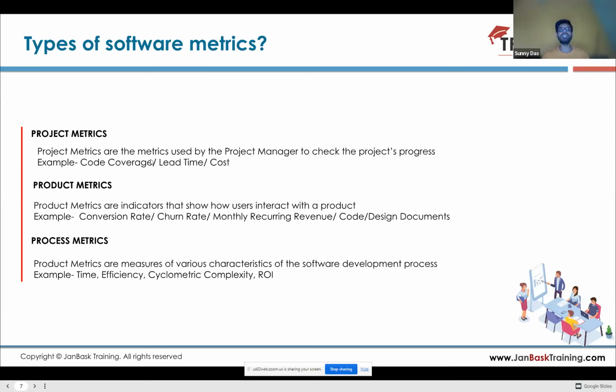Churn rate. What is churn rate? Suppose in this financial year you have 20 customers, and then in the next financial year you have 15 customers, so 5 customers have gone away.